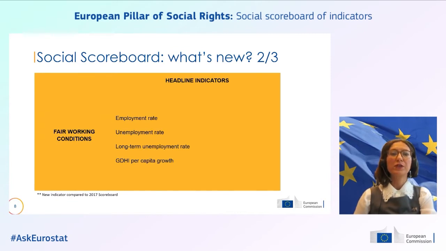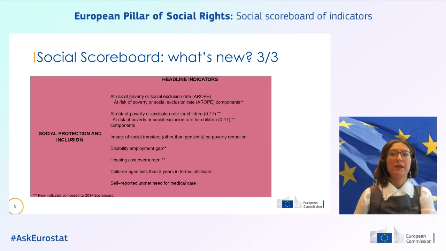For fair working conditions, we have only these four headline indicators that have not changed, so employment, unemployment, long-term unemployment rates, and the increase in adjustable household available income per capita.